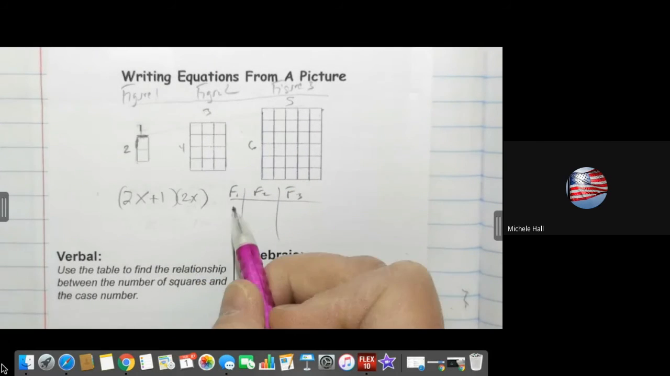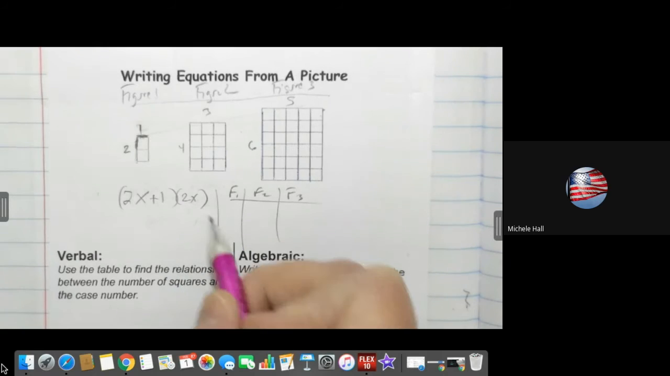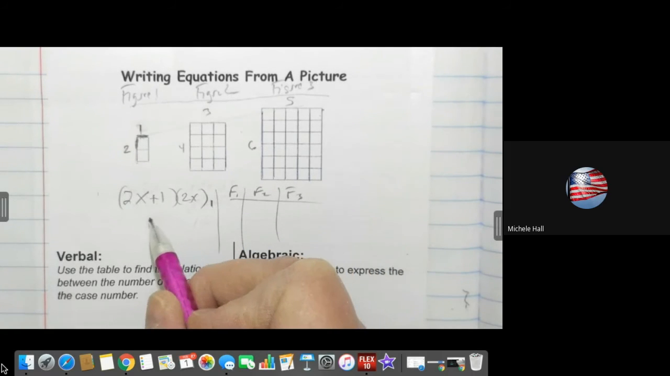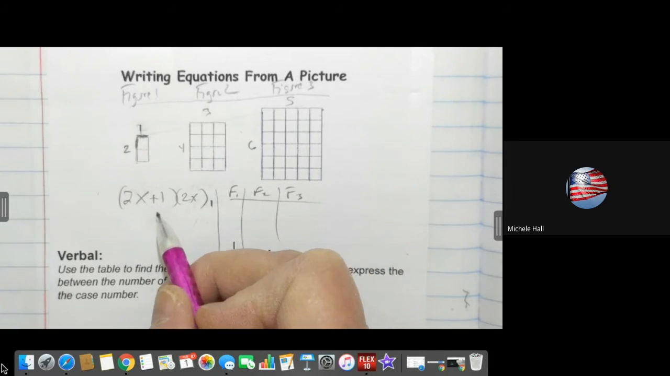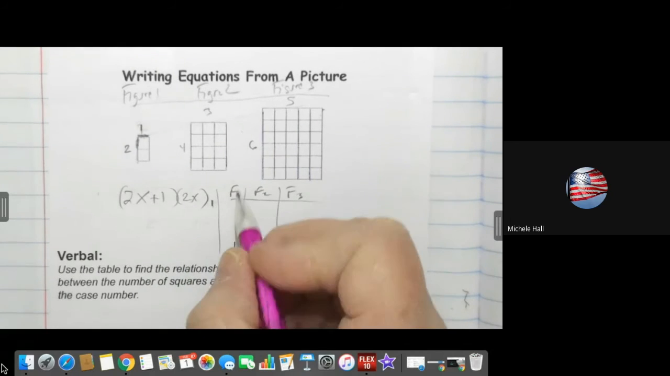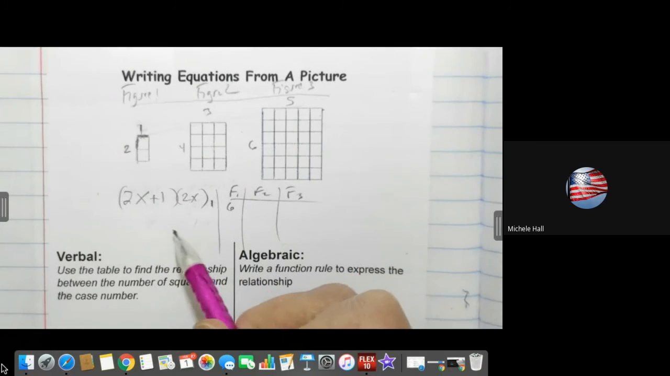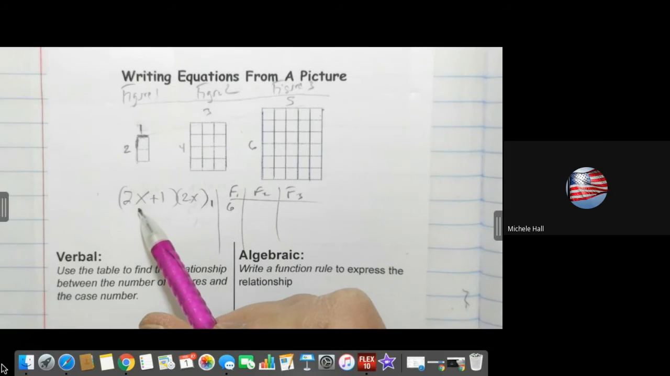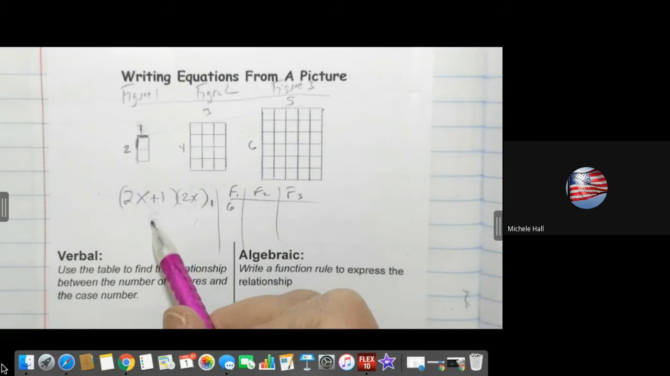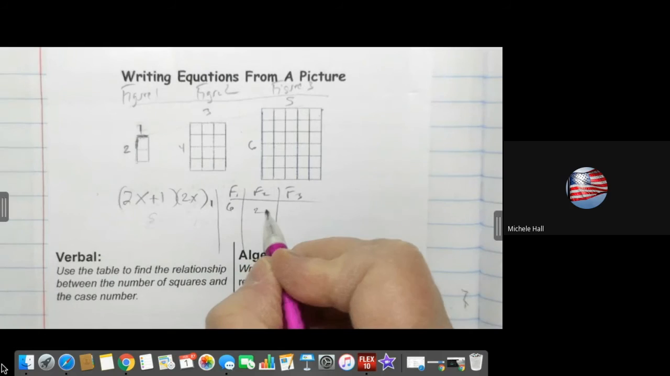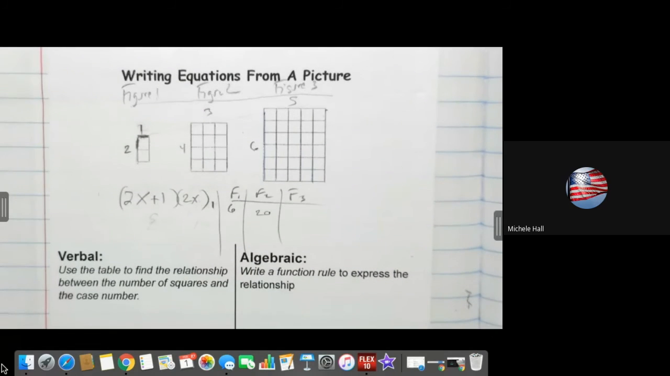So if I use a 1, then what do we get? We get 2 plus 1 is 3 times 2 is 6. And then if I do 2, what do we get? 4 plus 1 is 5 times 4 is 20. And we don't have anything like that for area numbers, do we? Oh, darn it. That was looking pretty good to think that way.